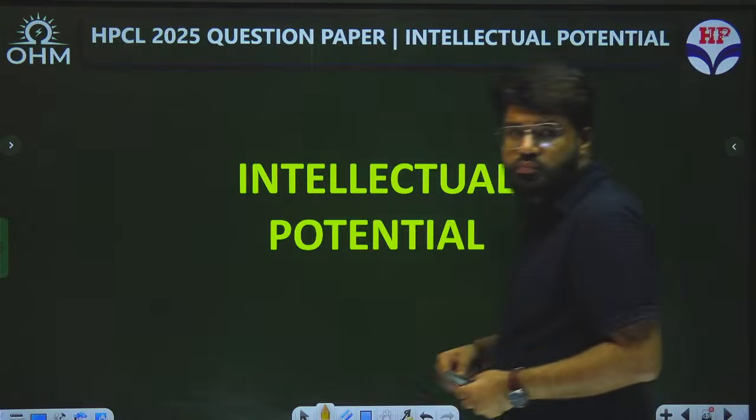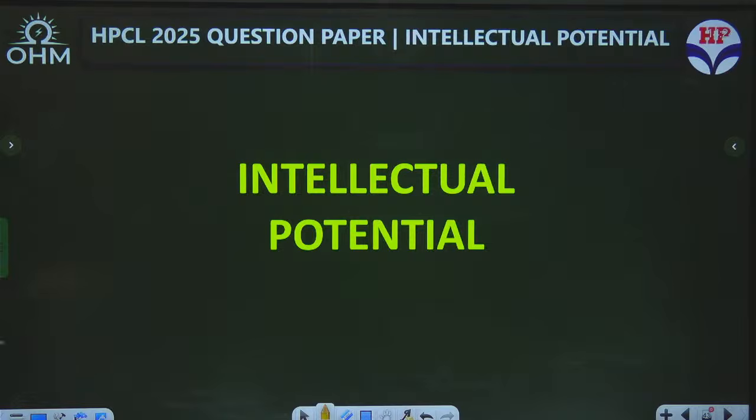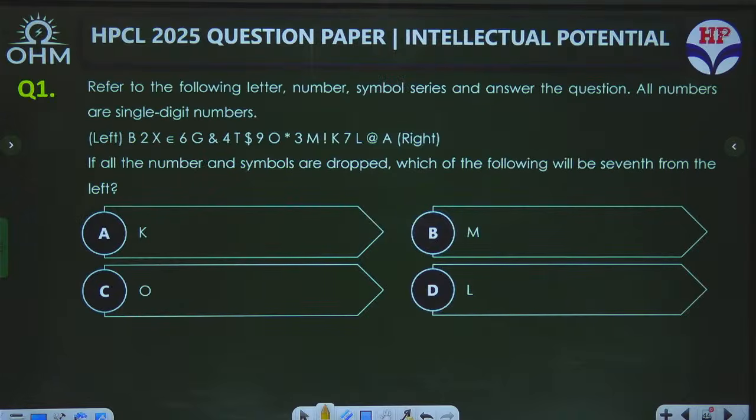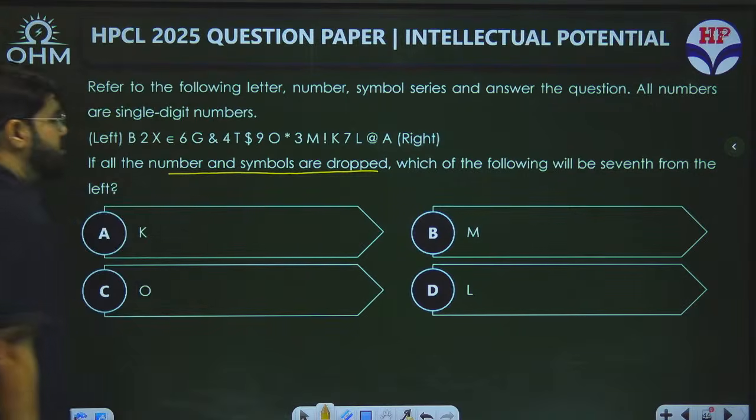Okay. So starting with the questions of intellectual potential, logical reasoning basically. Now refer to the following letter, number, symbol series and answer the question. All numbers are single digit numbers. If all the numbers and symbols are dropped, which of the following will be 7th from the left?